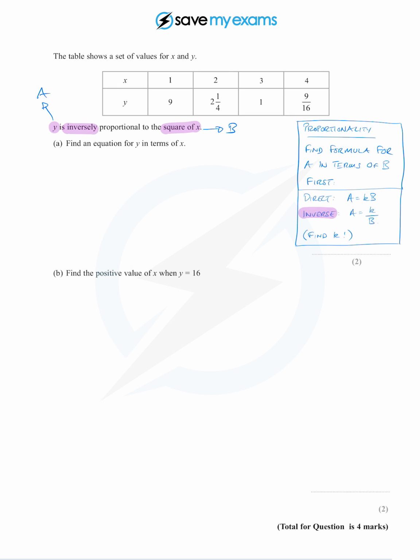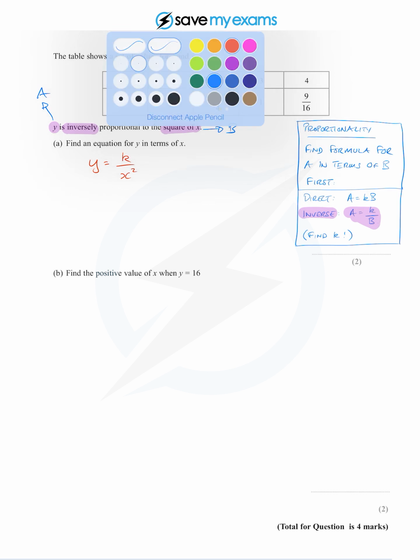Right, so how does our formula work? Well, for inverse proportionality, it's A equals k over B. So let's write that down with y instead of A and x squared instead of B. So there we go. y equals k over x squared.